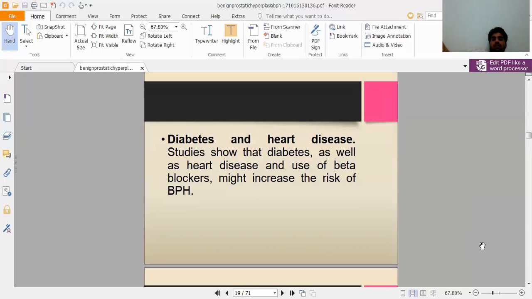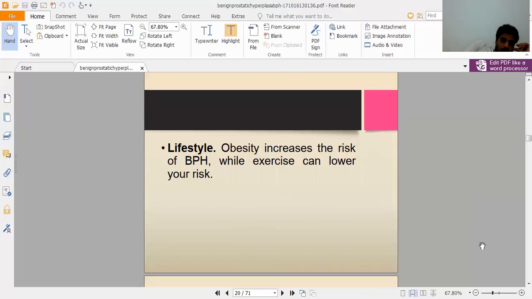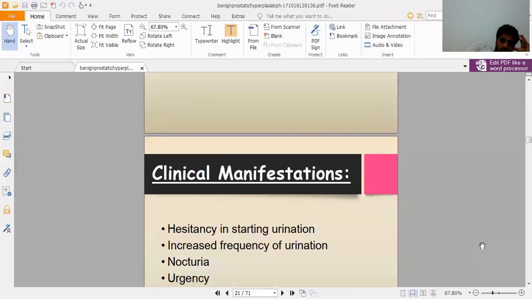Diabetes and heart disease: studies show that diabetes as well as heart disease and use of beta blockers might increase the risk of BPH. Lifestyle: obesity increases the risk of BPH while exercise can lower your risk.